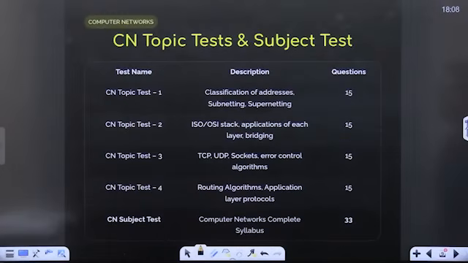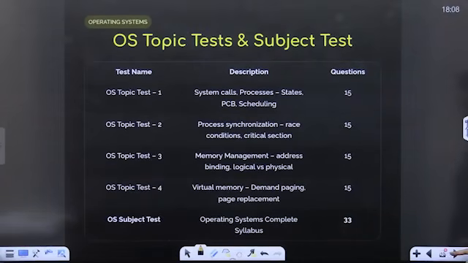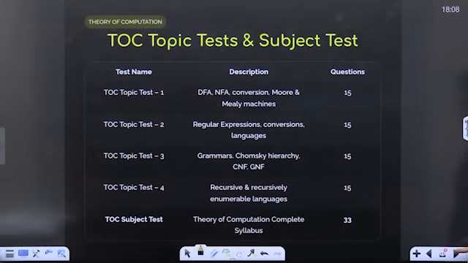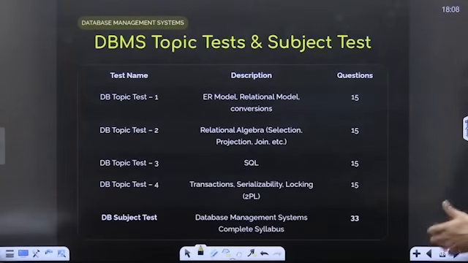Then, this is the CN test series. You can go through it later. Okay, I'm not going to read it out. These are all the CN topic tests, OS topic tests, TOC topic tests, which are already available on the platform. We are going to add at least 10-15 tests every day.